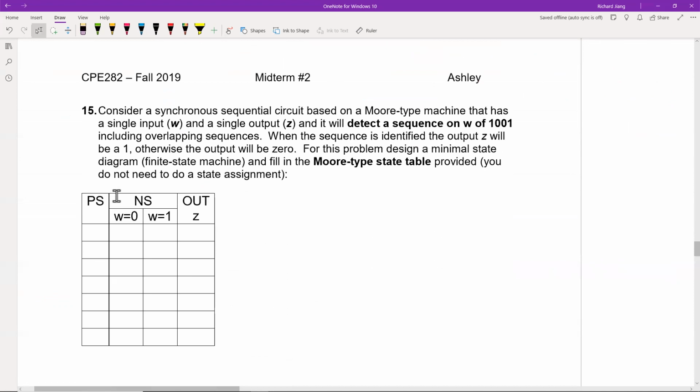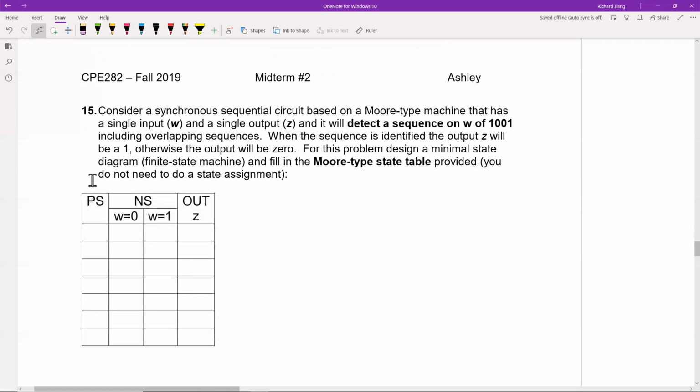Next one is 15. Consider a synchronous sequential circuit based on a Moore type machine that has a single input W and a single output Z, and it will detect a sequence on W of 1001, including overlapping sequences. When the sequence is identified, the output Z will be a 1, otherwise the output will be 0. So basically it's looking for this pattern of 1001. Once it's found that pattern, it's going to assert the output and make it a 1, and otherwise the output will be 0. For this problem, design a minimal state diagram finite state machine and fill in the Moore type state table provided.